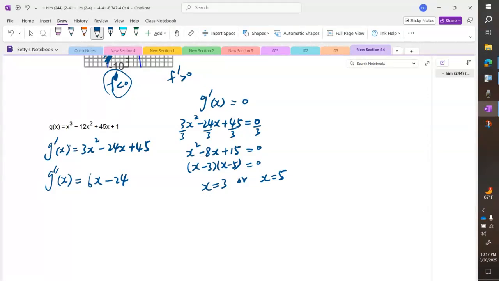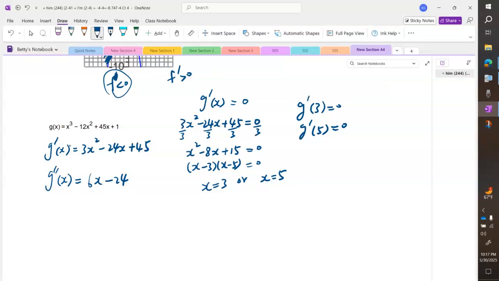3 and 5 make g prime 0. That means g prime of 3 is 0, g prime of 5 is 0. 3 and 5 are critical points, critical values of the function.